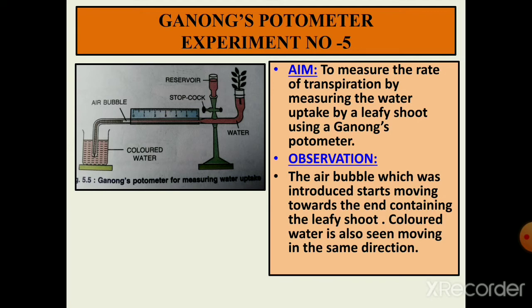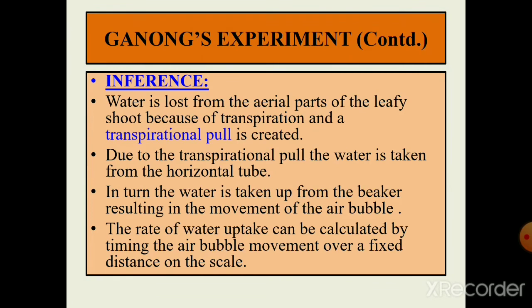When the air bubble reaches the measuring tube, you can start the experiment and you can calculate the amount of water lost at regular intervals. Inference: water is lost from the aerial parts of the leafy shoot because of transpiration, and a transpirational pull is created. Due to the transpirational pull, water is taken from the horizontal tube. In turn, the water is taken from the beaker, resulting in the movement of the air bubble.